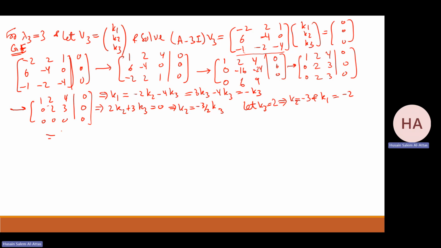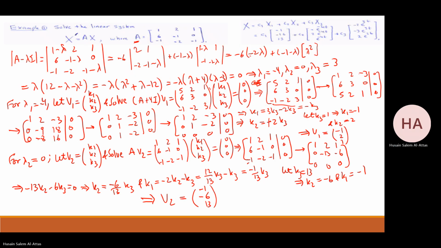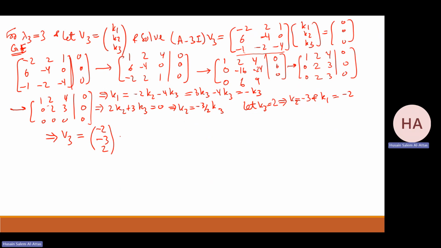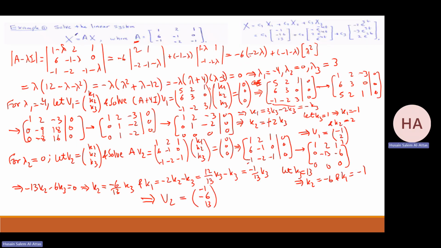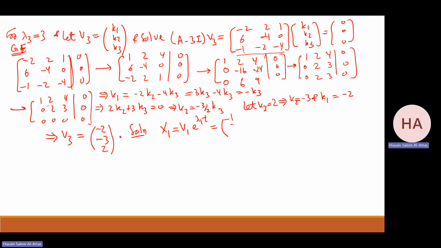So my v3 will be minus 2, minus 3, 2. Same answer? Yes. So now my solutions. x1 is v1 e^(lambda 1 t). What was v1? Where is it? Minus 1, 2, 1. Minus 1, 2, 1, e to the power minus 4t.